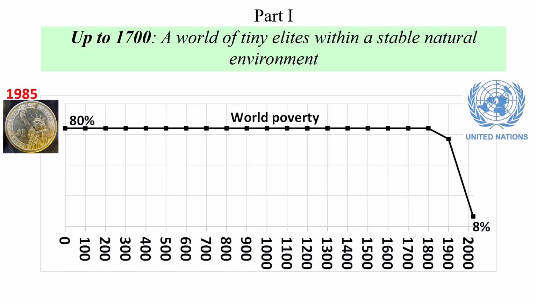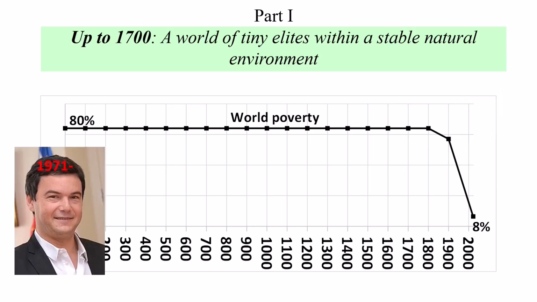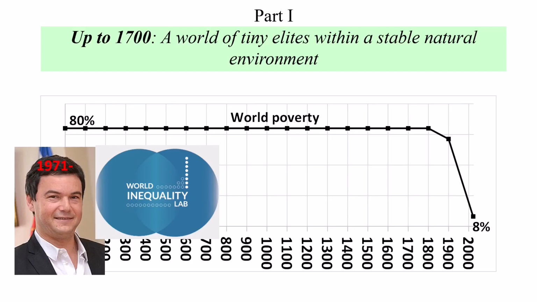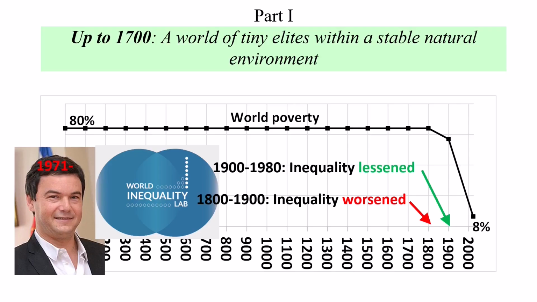In some ways, things were actually better in previous centuries than now. A project started around 2013 by economists such as the French Thomas Piketty and known as the World Inequality Lab has shown that for the world as a whole, inequality worsened between 1800 and 1900. Then after 1900, the world became a bit more equal, but then from around 1980, inequality began worsening again.